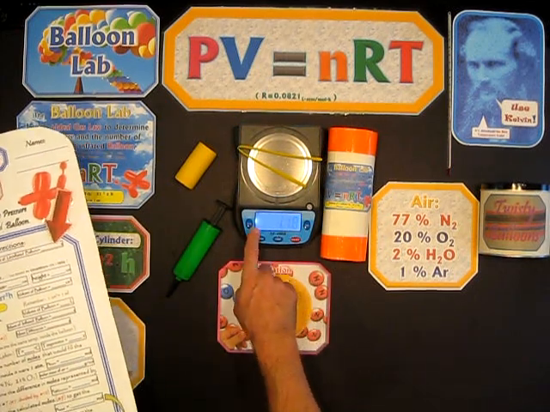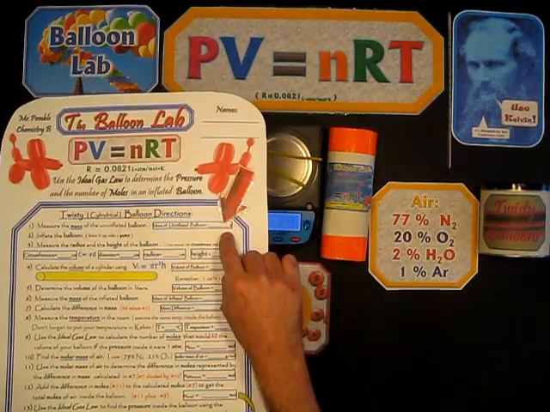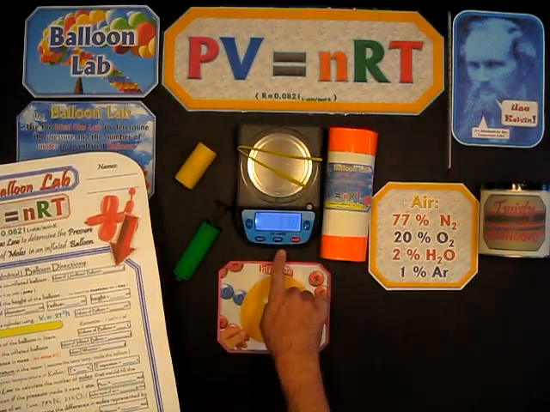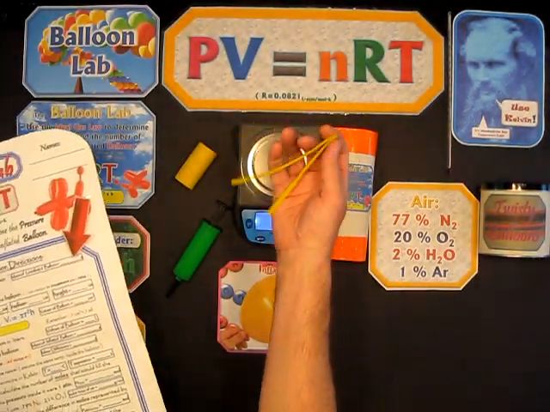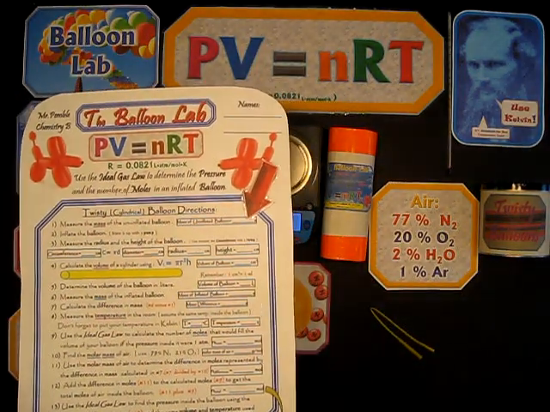1.18, and the unit is grams, of course. The units are sometimes on here, but don't forget what your unit is. Also don't forget to write your name on it. And that's the mass we're starting with. So this is the uninflated balloon. Now, the next thing I'm going to do is inflate it.